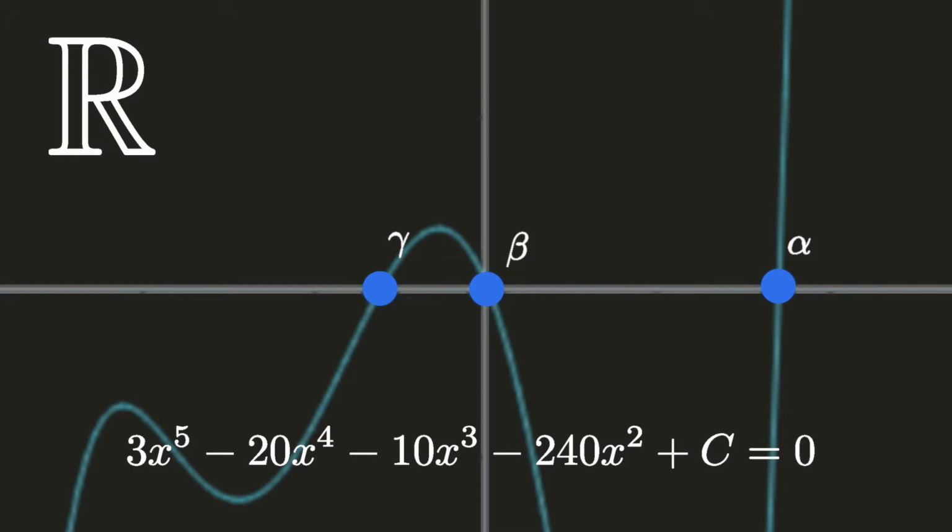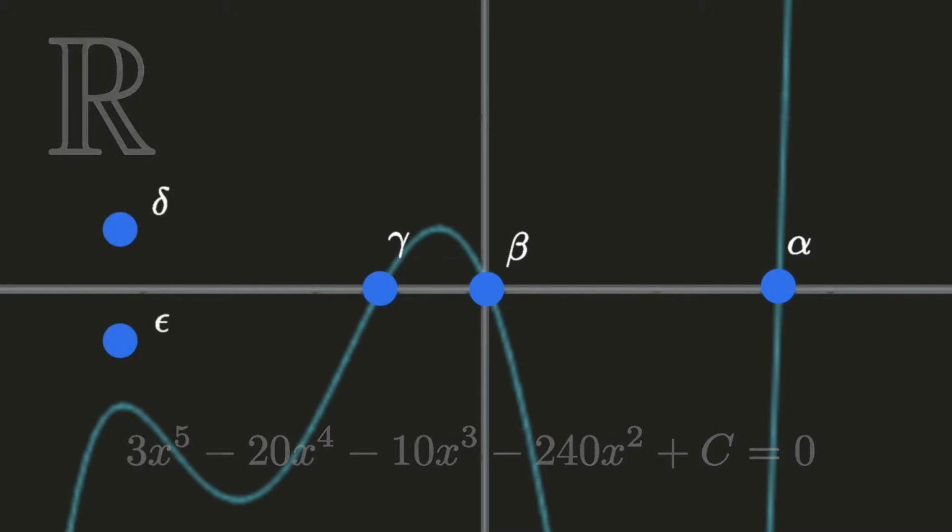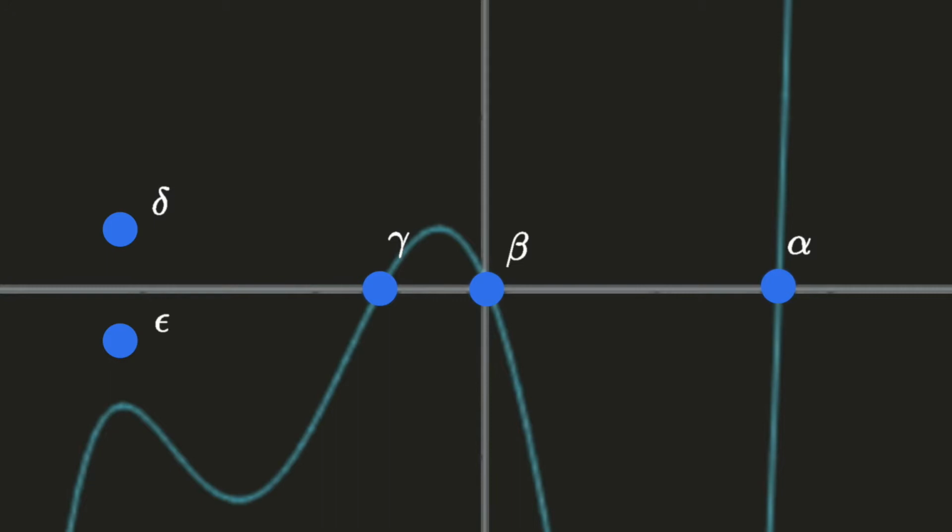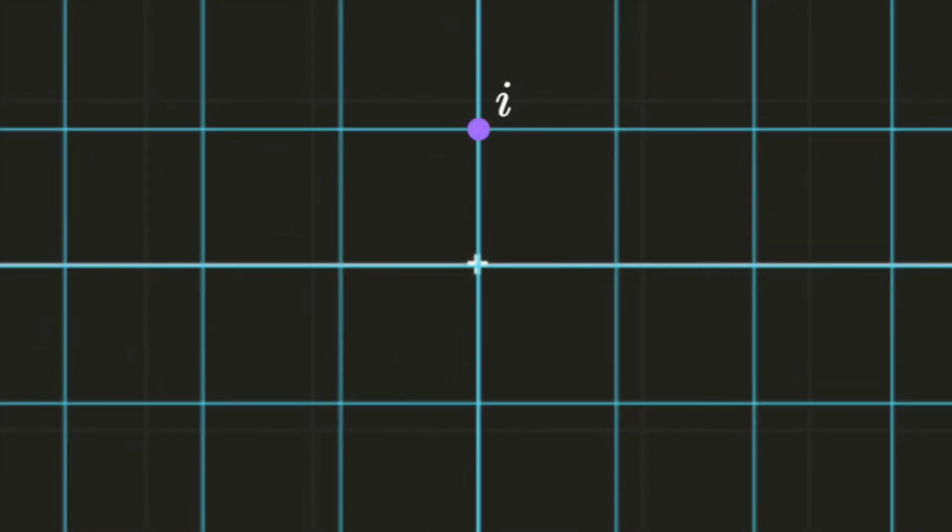So in order to capture all of the roots, you need to extend the field of real numbers by using the imaginary number i. And the most important part about the imaginary number i is that it generates the group of rotations around the origin by 90 degrees.